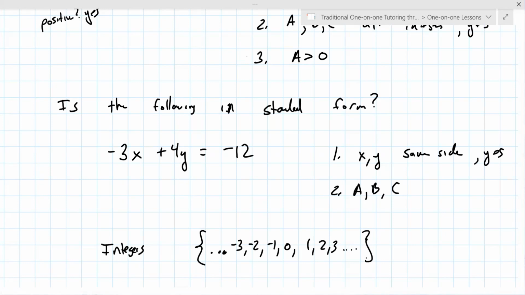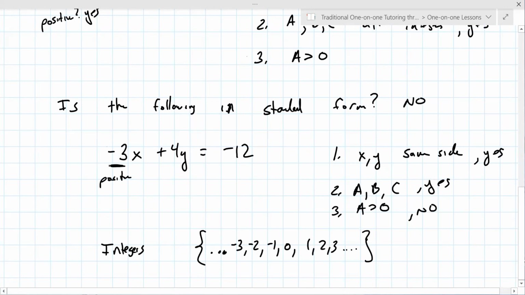Okay. So are the numbers in front of a, b, and c, are they all integers? Yes. Okay. Now the third one: is the number in front of x positive? Is this number positive? No. So this is not in standard form.